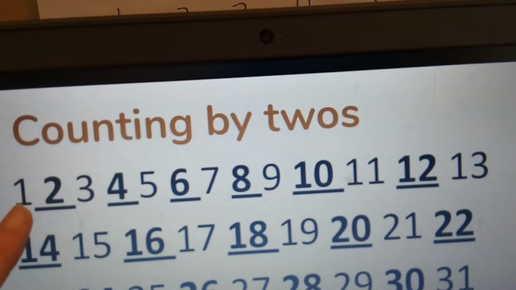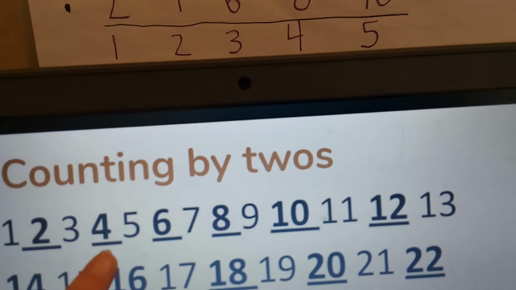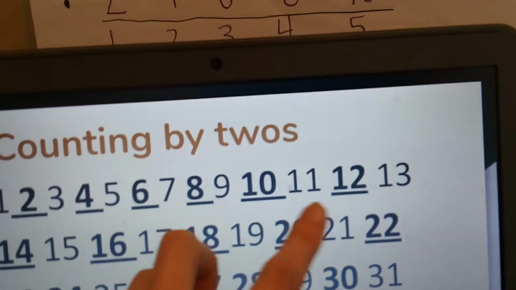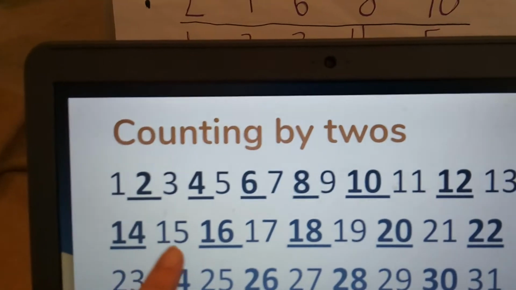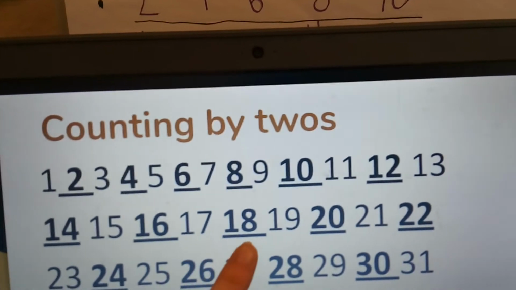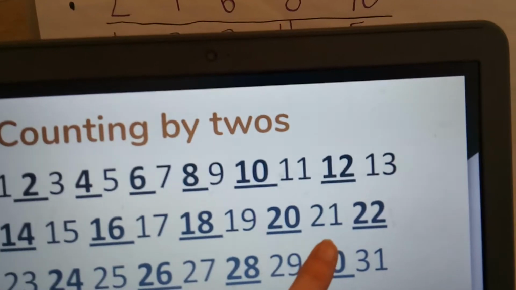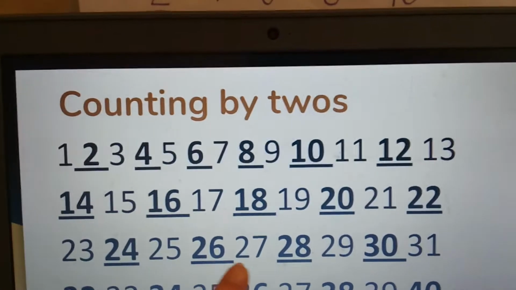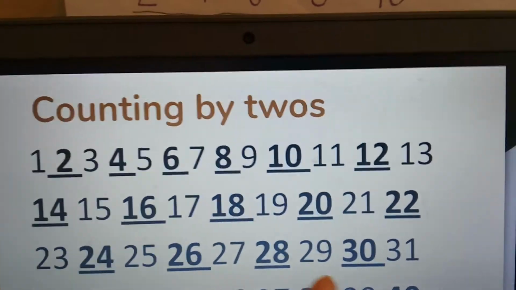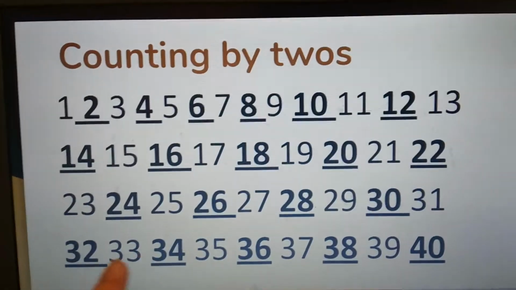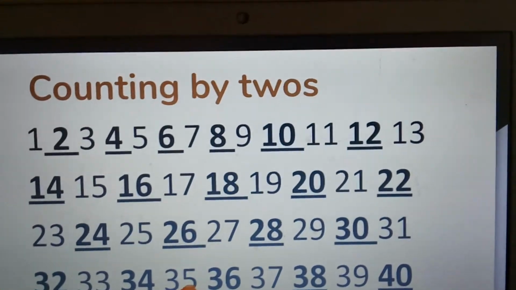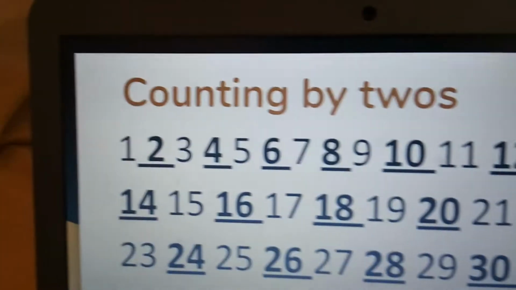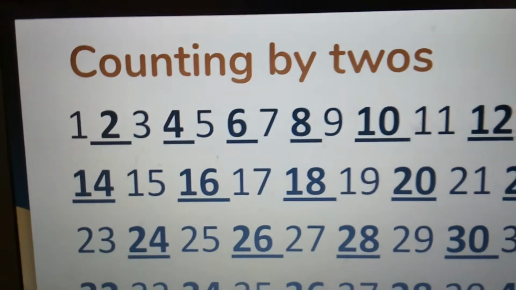Here we go. 1, 2, 3, 4, 5, 6, 7, 8, 9, 10, 11, 12, 13, 14, 15, 16, 17, 18, 19, 20, 21, 22, 23, 24, 25, 26, 27, 28, 29, 30, 31, 32, 33, 34, 35, 36, 37, 38, 39, 40.